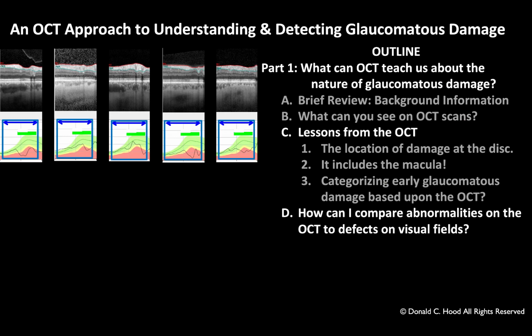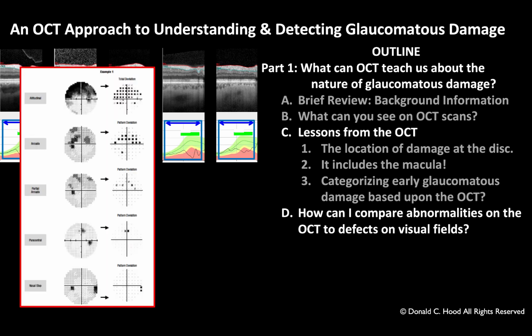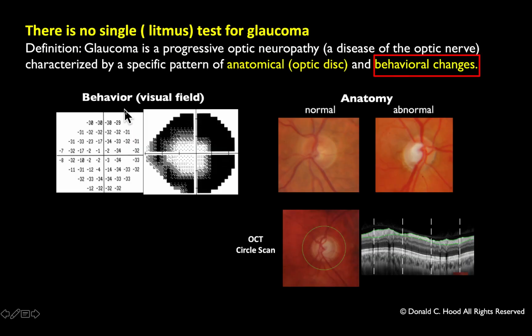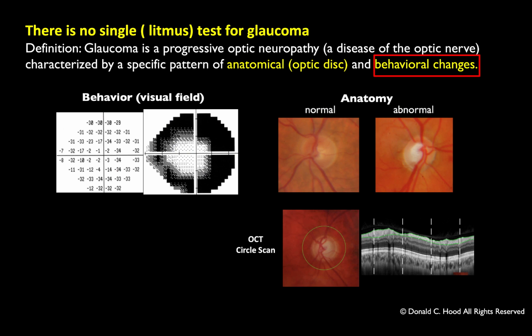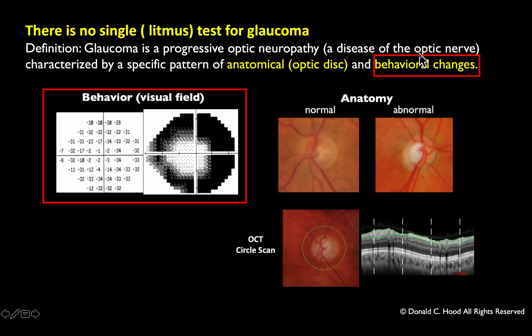Okay, so finally, how can I compare abnormalities on the OCT to defects on the visual field? Well, here's a classic categorization of visual fields. And we'll come back to that in a moment. First, let me just go back and remind you that there's no litmus test, and we're looking at a specific pattern of anatomical and visual behavioral changes. And by behavioral changes, we mean visual field.